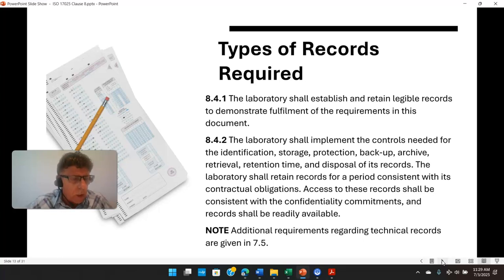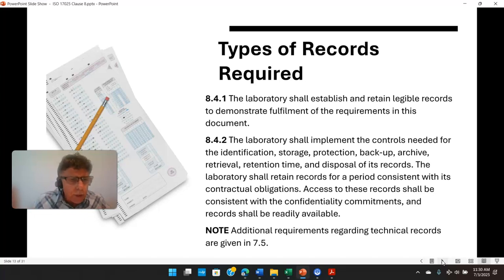You can look at that video if you want to get all the specifics of clause 4. And then note additional requirements regarding technical records are given in section 7.5. Clause 7.5 of the standard talks about technical records.